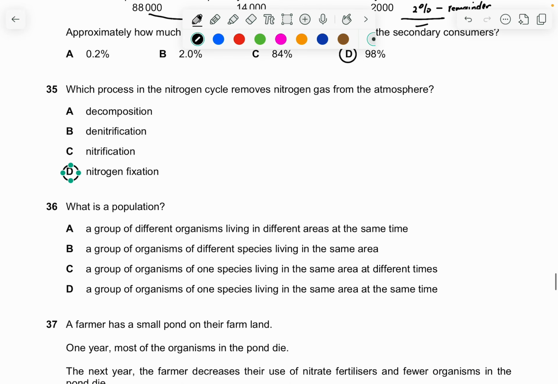Alright, question 36. What is a population? Okay, let's see every option. A group of different organisms living in different areas at the same time. Right, this is actually wrong. A group of organisms of different species living in the same area. This is also wrong. It should be the same species. A group of organisms of one species living in the same area at different times. No, it should be at the same time. A group of organisms of one species living in the same area at the same time. This is correct. So for this kind of definition, you think of population as human. We are all one species, we live in the same area, we live at the same time. So that's how the idea is.